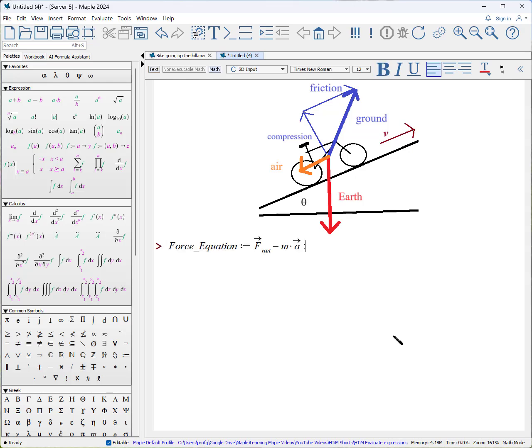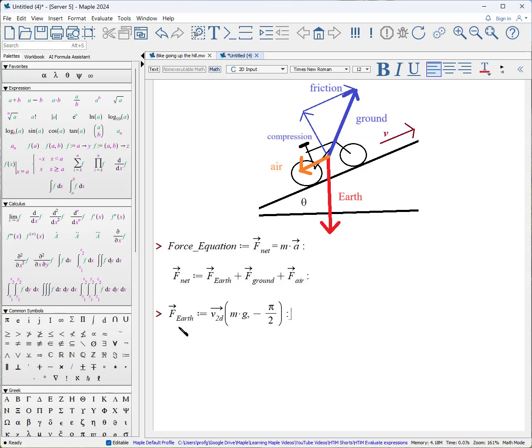So for most intro physics, they use the force equals mass times acceleration. This is a vector equation. And in this particular case, since the velocity will be constant, there will be no acceleration. Here's the expression saying this is how we will define our net force. Other videos can show you how to put in subscripts and also arrows.